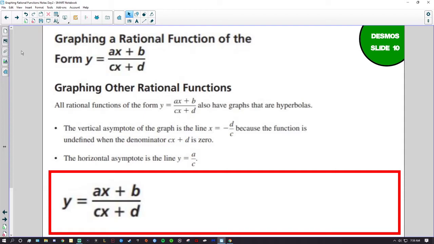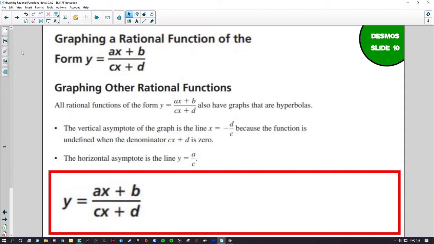So the question is, how are we going to graph a rational function when they're in this form with this ax plus b on top and this cx plus d on the bottom? Because we no longer have an a, h, and k value. So we can't tell just by looking at this where our origin moves to, or in other words, where our vertical and horizontal asymptotes are. So a couple things to note. All rational functions of the form y equals ax plus b over cx plus d also have graphs that are hyperbolas. Even though these look a lot different, it's still that same idea.